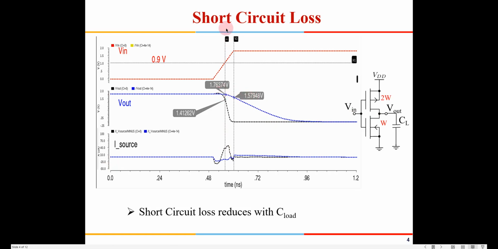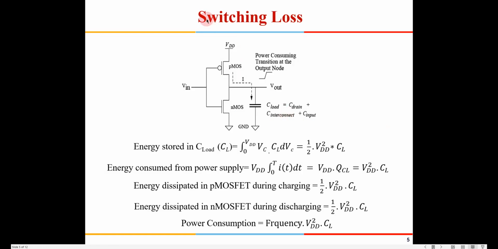So that means the short circuit current will be more only if you don't connect a load. If you connect a load, then the short circuit current will be less. But something else will go high, and what is going to go high is the switching loss. This again I explained very clearly in the last class, so we'll just quickly go through this.